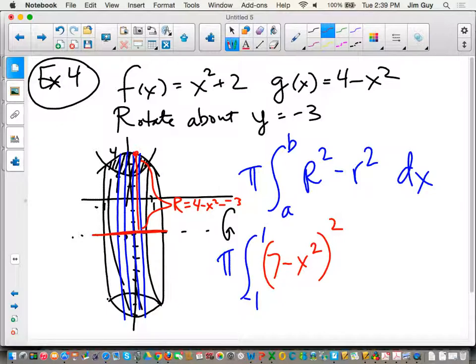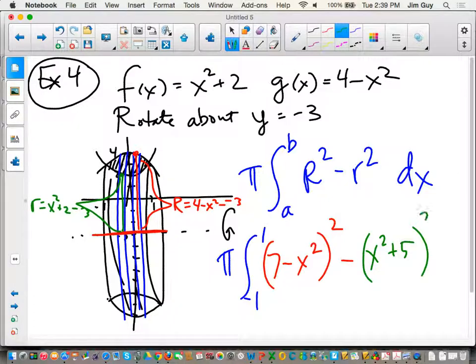That's big R. Minus little r. So we come back, go from the center, axis of rotation, to where the hole ends. This space right here. That's little r. Top minus bottom. The top is this quadratic equation, the x squared plus 2. And the bottom is this equation right here, which is still -3. So it's minus -3. And that becomes x squared plus 5, squared dx.